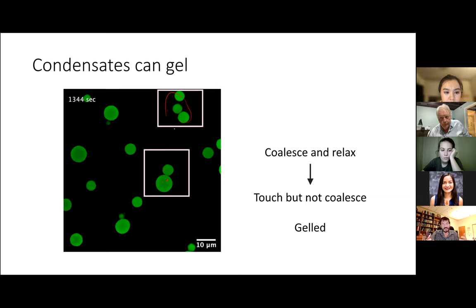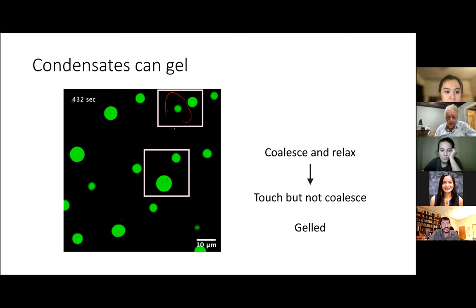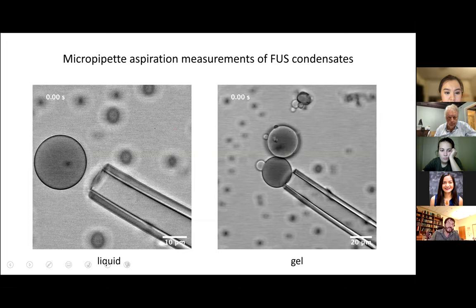If it's a gel, we know how to describe it. We know its elastic properties. We know its loss properties, its effective viscosity. We understand that. Can we measure these things? Because if we can do this here, we should be able to do it in cells as well. So one thing we can do is just actually try to pick them up. So we do what's called micropipette aspiration.